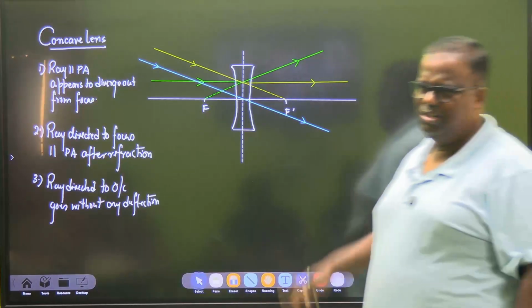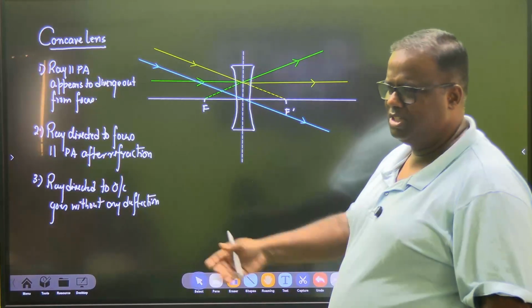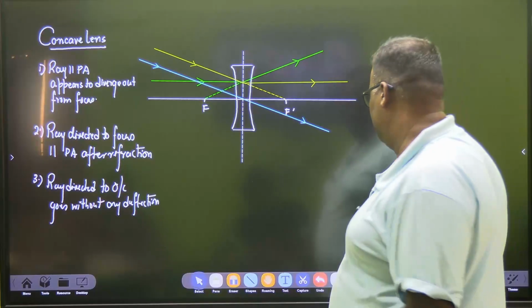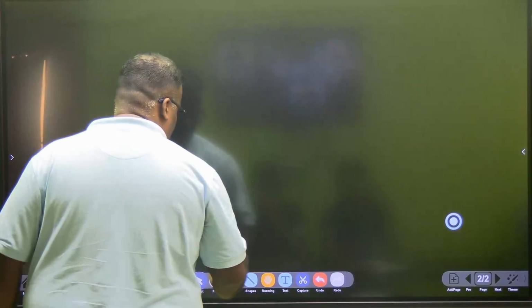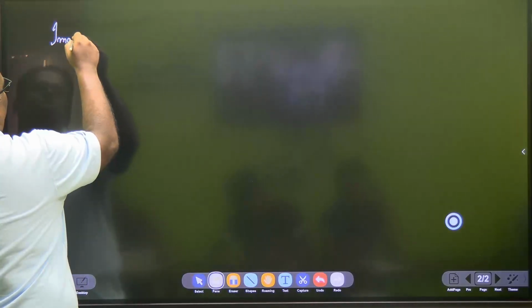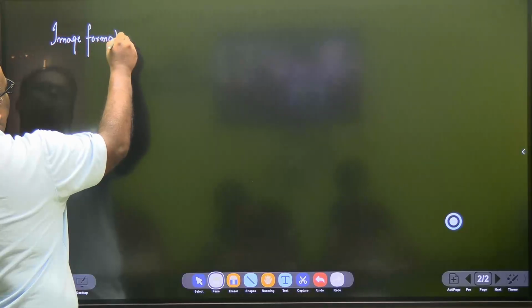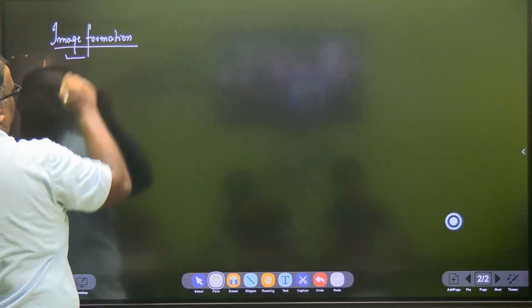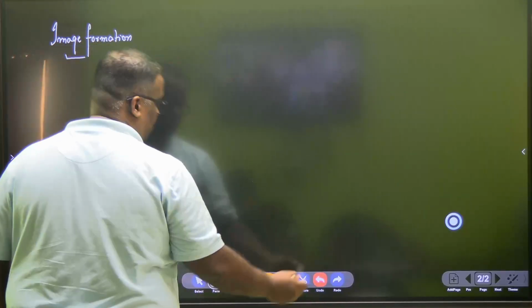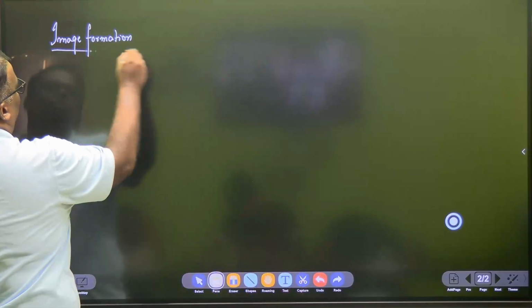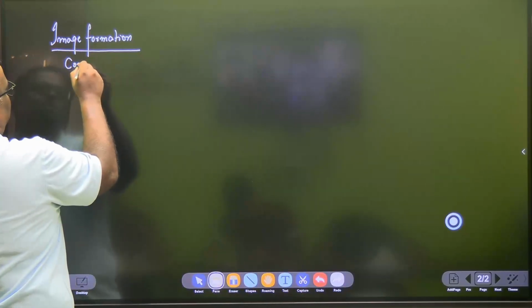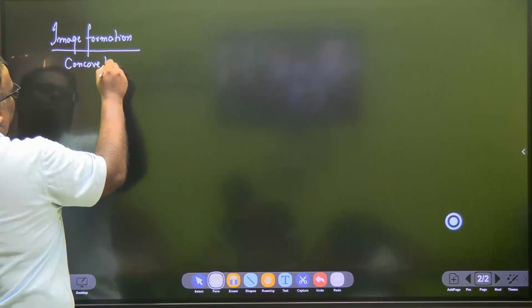Here there is only one image formation when the object is beyond focus. Only one. Okay? So, not a great thing. So, we say image formation. Image formation for whom? Image formation for concave lens. So let's make our diagram.